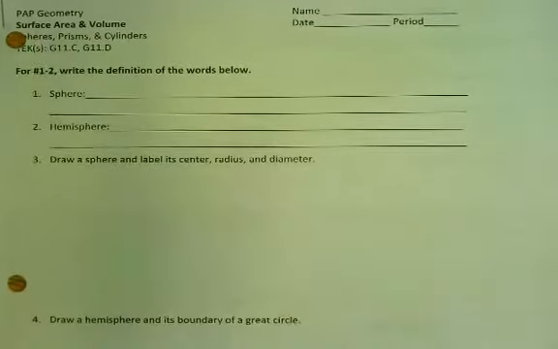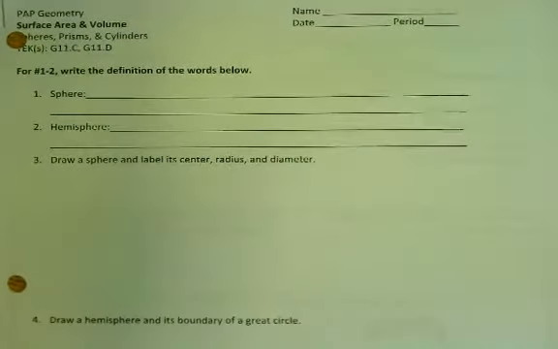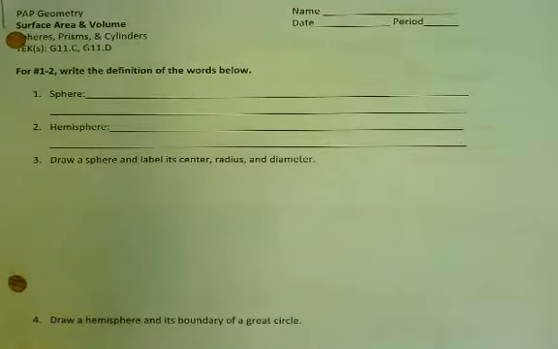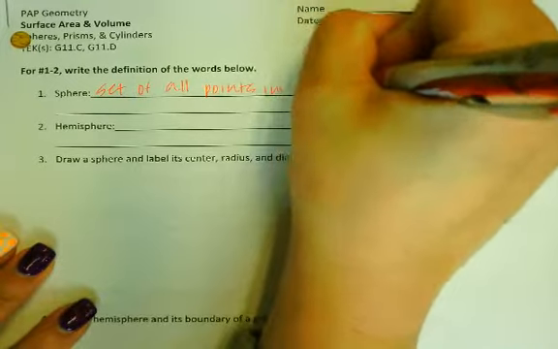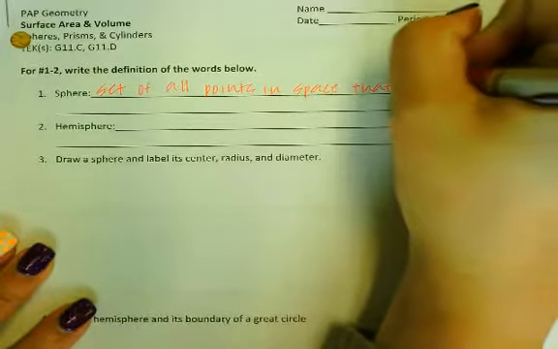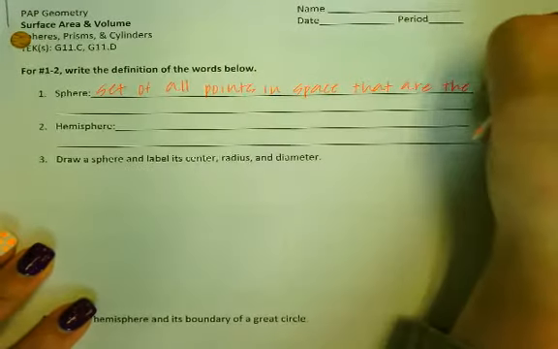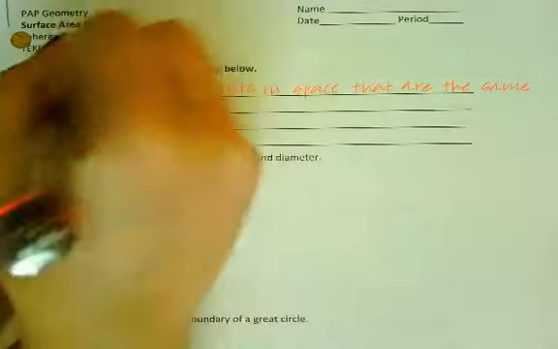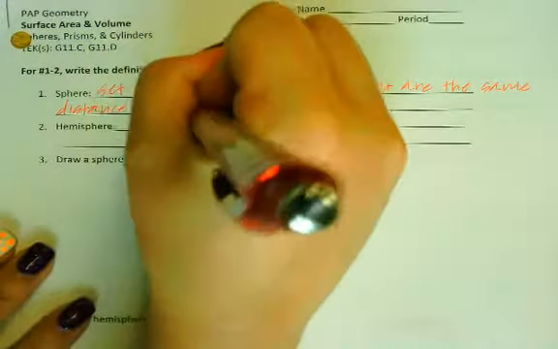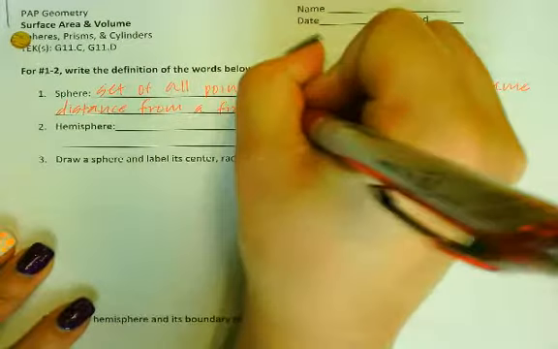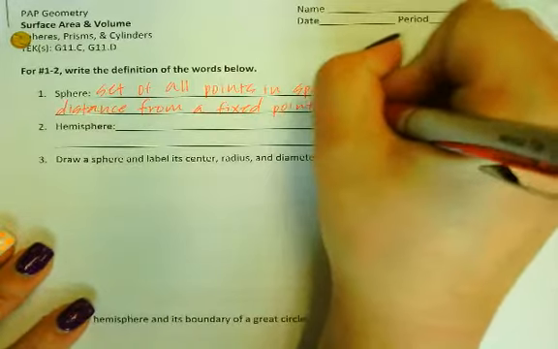First 2 things we're doing are just writing definitions of a sphere and a hemisphere. I'm pretty sure we all know what it looks like, but defining it is a different story. Okay. A sphere is the set of all points in space that are the same distance from a fixed point called the center.